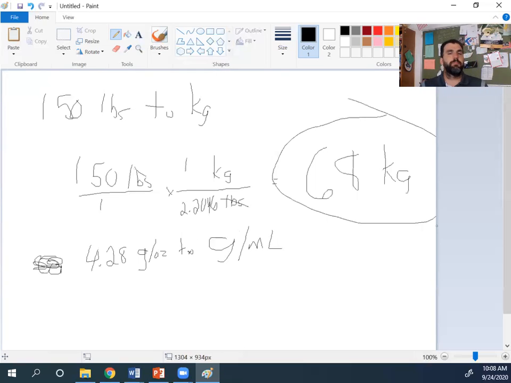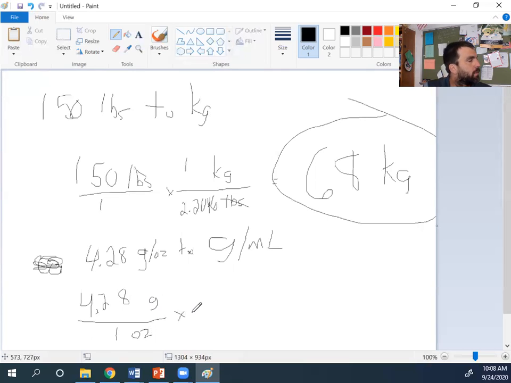So what's my first step? Start with what I know. So this is going to be a little bit different, okay? Still the same thing, but I'm still going to go 4.28. Now, grams is going to be on the top. And what's going to be on the bottom? 1 ounce, okay? 1 ounce, because it's telling you the number of grams per ounce.